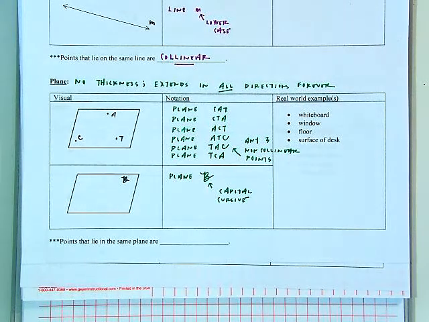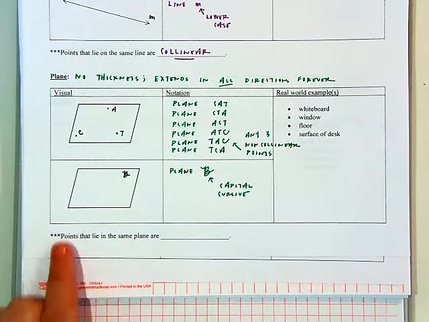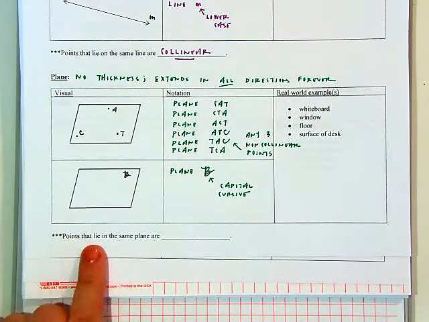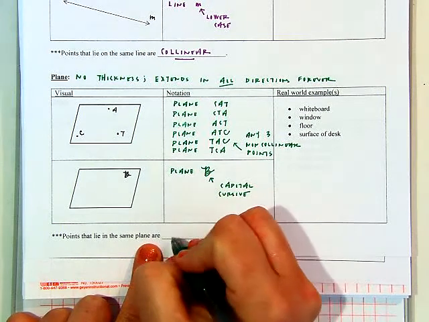Okay, and then some real world models. We could picture the whiteboard. We could picture a window. We could picture the floor. We could picture the surface of a desk. All of these are good representations of a plane. So again, no thickness, extends in all directions forever. We can name a plane using any 3 non-collinear points or by a capital cursive letter that's often off to the side. Okay, and then here again, one more vocab word. Points that lie in the same plane are coplanar.